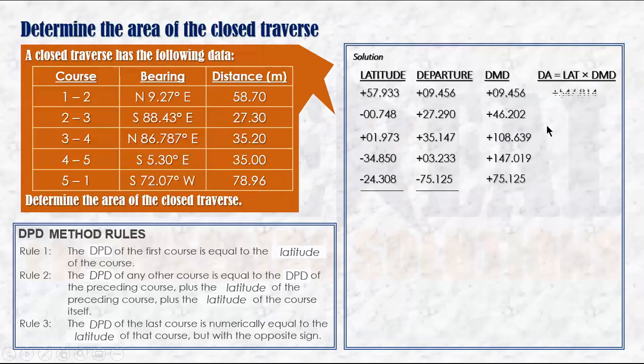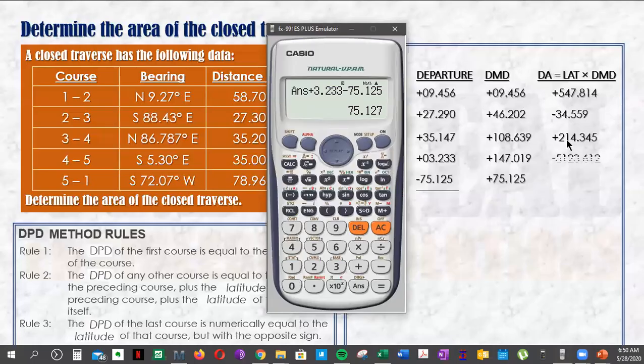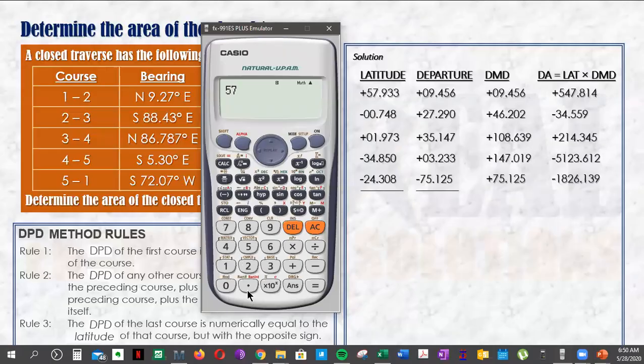So after that, we multiply them. Where does this come from? This 547.814 comes from multiplying this latitude, 57.933, times 9.456. See? And this negative 34.559 is this times this. And this is equal to latitude times DMD. Latitude times DMD. Latitude times DMD. So these are the DA.